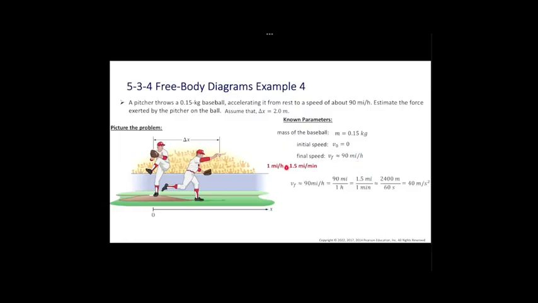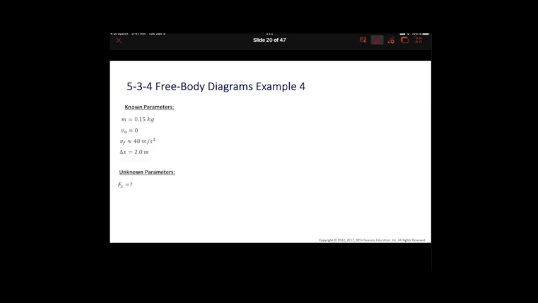These are the known parameters: the mass of the ball is 0.15 kilogram, the initial speed is 0 because it is starting from rest, and the final speed is 90 miles per hour. So the unit is miles per hour, and we have to convert the speed into SI units. By converting, we can find the final speed in meters per second. Delta x is also given, and we have to find the force exerted by the pitcher on the ball, which is Fx in the x direction.